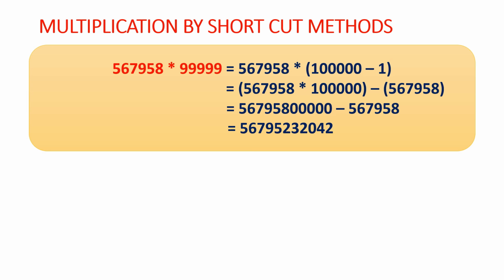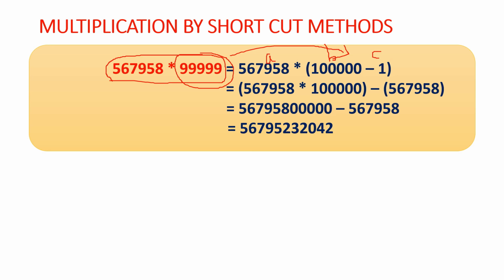We have a problem which is 567958 into 99,999. So this value we have to restructure according to the given formula. Here we have a into b, but we have to restructure this to either a into (b plus c) or a into (b minus c). So here we are expanding 99,999 as 1 lakh minus 1. So we are getting the form a into (b minus c), where this is a, this is b and this is c.